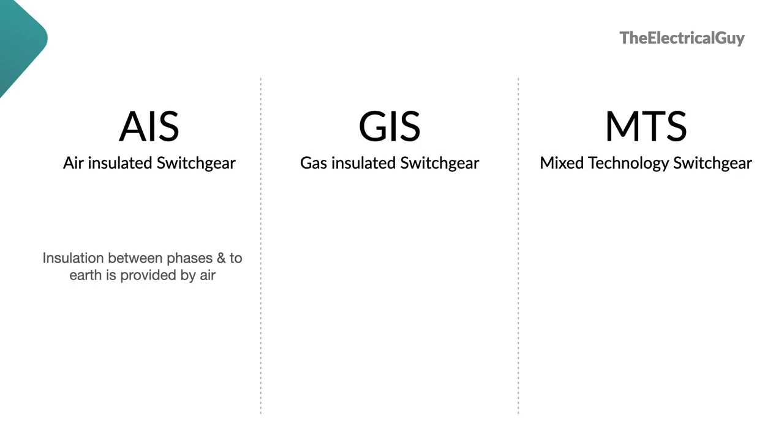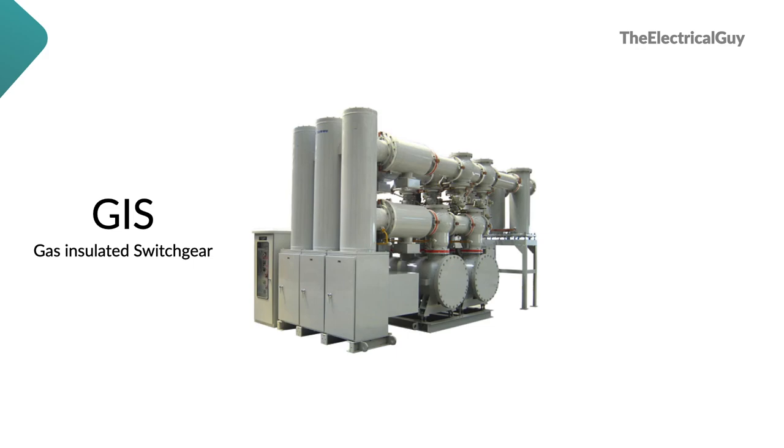Clear? The next one is gas insulated switchgear. Again, as the name suggests, the insulation between phases and to earth is provided by insulating gas. Only by insulating gas, not by any other gas. The best possible insulating gas available is SF6 gas, so generally SF6 gas is used in gas insulated switchgear. In GIS, everything is insulated by insulating gas. All the phases, and also phase to earth, are insulated by gas. You can see on your screen, this is a GIS switchgear.